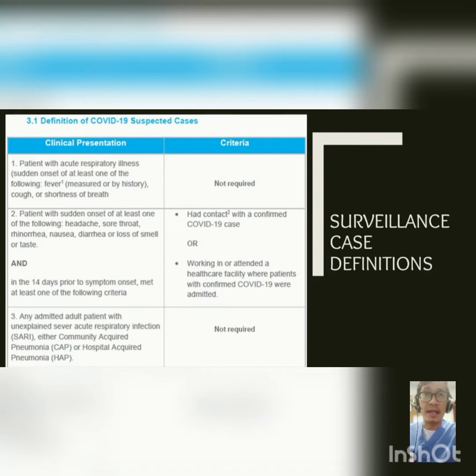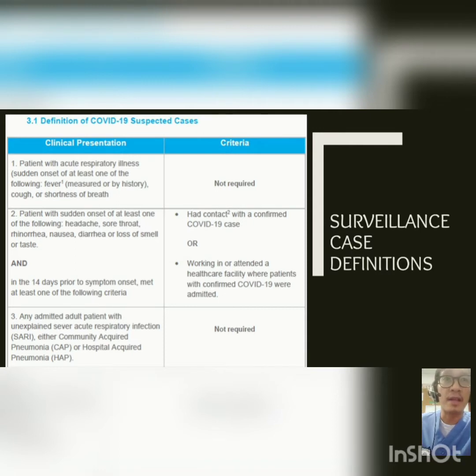As you can see on the screen, we have the definition of COVID-19 suspected cases. Your suspected cases are divided into two columns. The first one is your clinical presentation, then the second one is your criteria. The first clinical presentation of our suspected case of COVID-19 is a patient with acute respiratory illness, sudden onset of at least one of the following: fever, measured or by history, cough, or shortness of breath. Then there is no criteria required for this first clinical presentation.